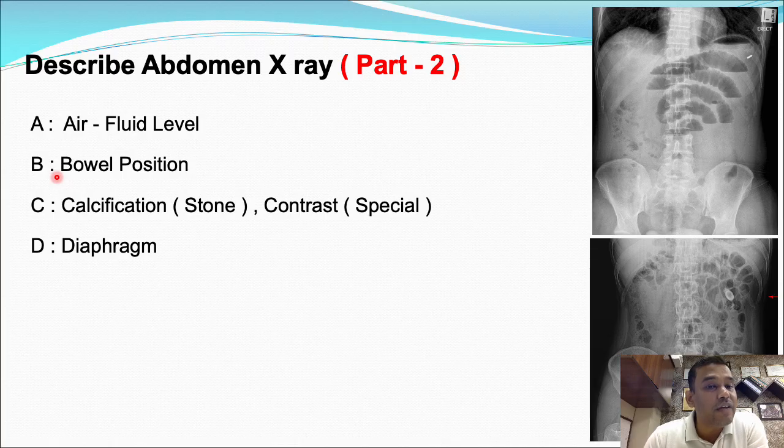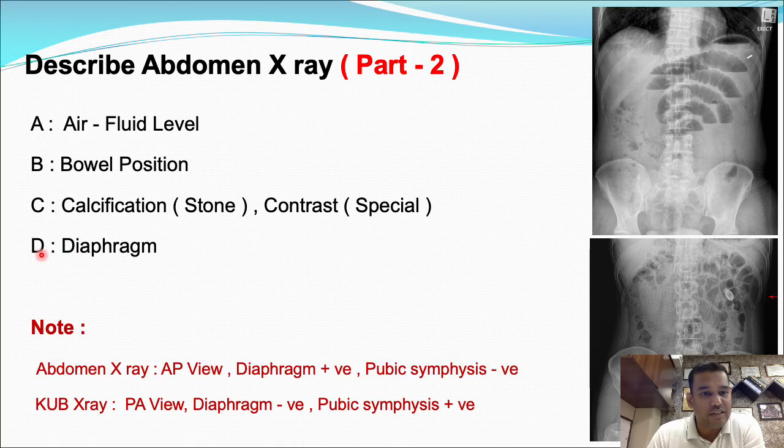What is the position of that air fluid level, whether it is centrally placed, placed laterally on the right sided wall or the left sided wall, or superiorly? So the position of the bowel or the air fluid level. C is any calcification or radio dense thing you are able to appreciate in the X-ray. It can be a stone or it can be a contrast, so it becomes a very special X-ray. And then is the position of the dome. How is the dome? Is there any radiolucency or radio opacity in relation with the diaphragm? So A, B, C, D, similar to the chest X-ray.